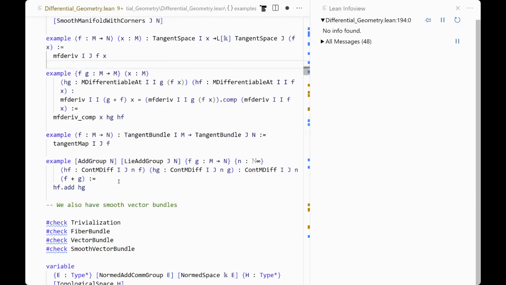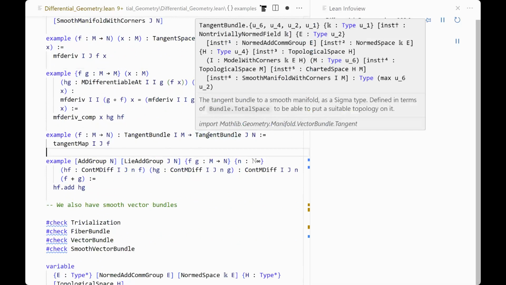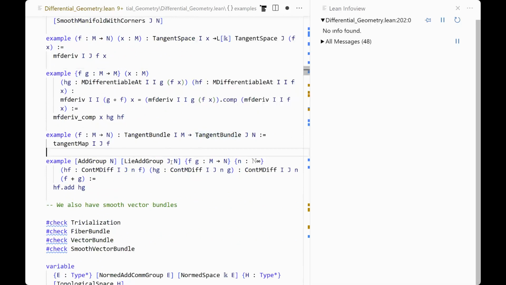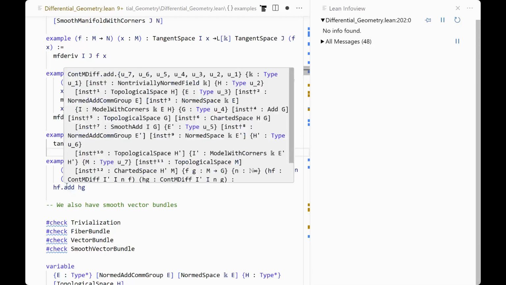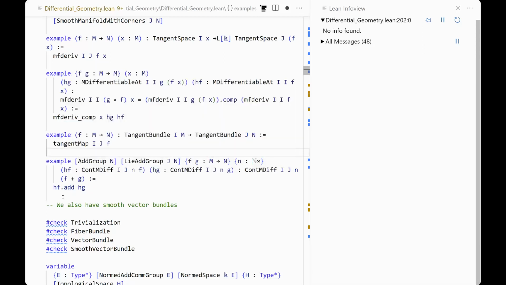And here's an example using Lie groups, which we have in Mathlib. If f and g are both n times differentiable and their codomain is a Lie group, then the sum of the two functions is also smooth. And that has a very nice short proof using the dot notation. So this is ContMDiff.add, and therefore you can write hf.add hg to do it.